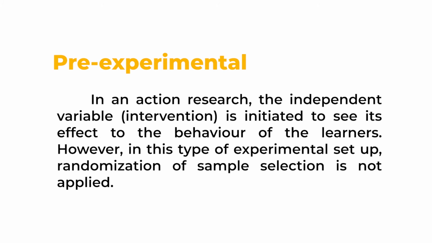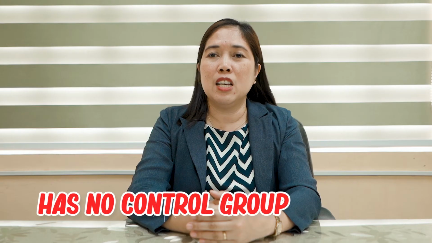In an action research, the independent variable or the intervention is initiated to see its effect on the behavior of the learners. However, in this type of experimental setup, randomization of sample is not applied. It has no control group also. For example, you will initiate a reading intervention in your class. All of the learners in that class are respondents and receive the same intervention.